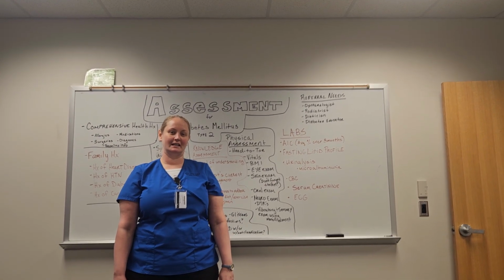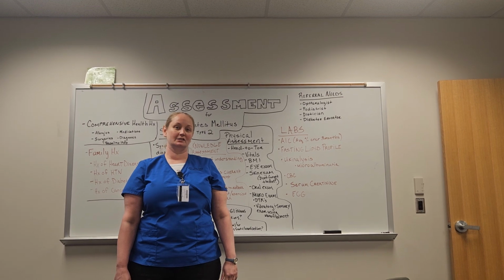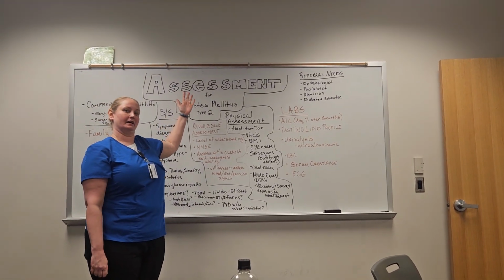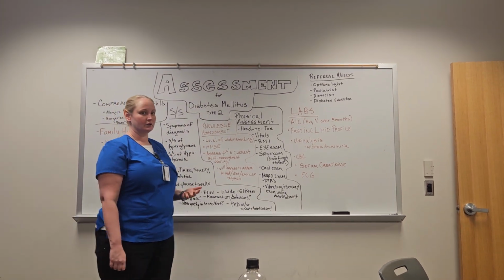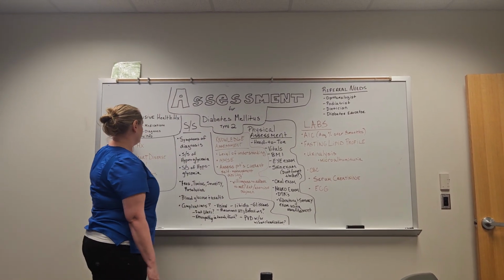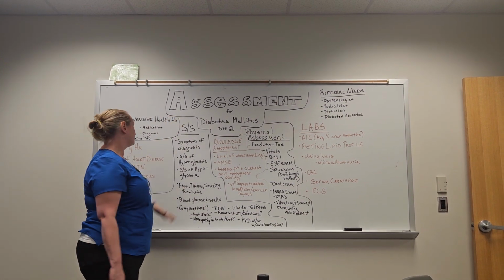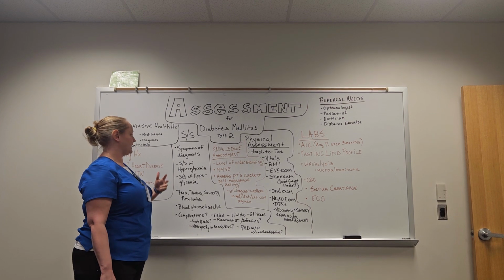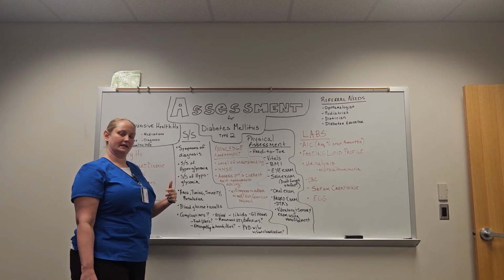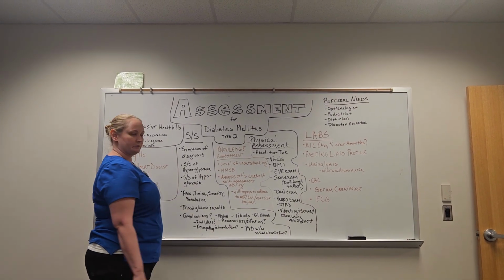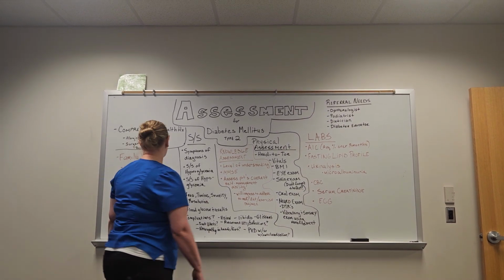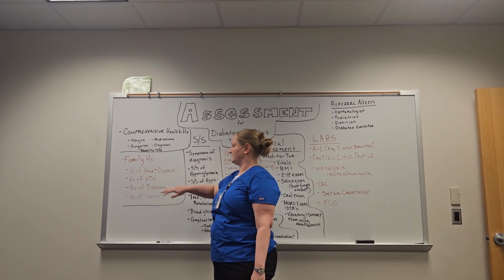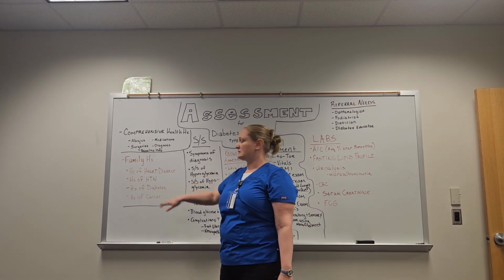I'm Mary Hatfield, and today I'm going to be presenting to you on diabetes mellitus type 2 and the assessment of that. So, first of all, we're going to start by doing a full comprehensive health history. So we're going to include things like allergies, surgeries, medications, diagnosis, get that baseline info. Then we're going to move on to the family history. You're going to look at things like history of heart disease, history of hypertension, history of diabetes.